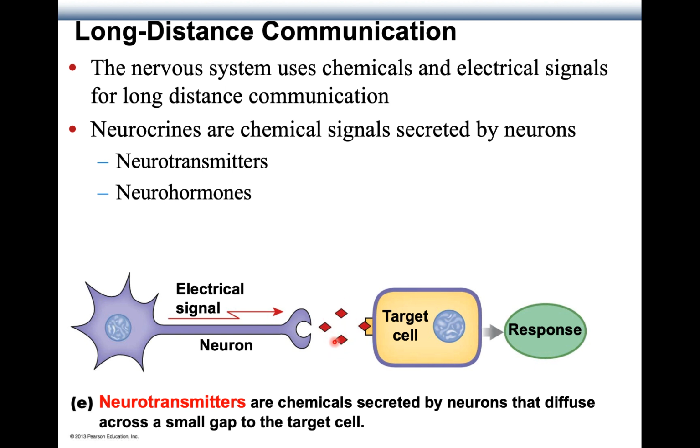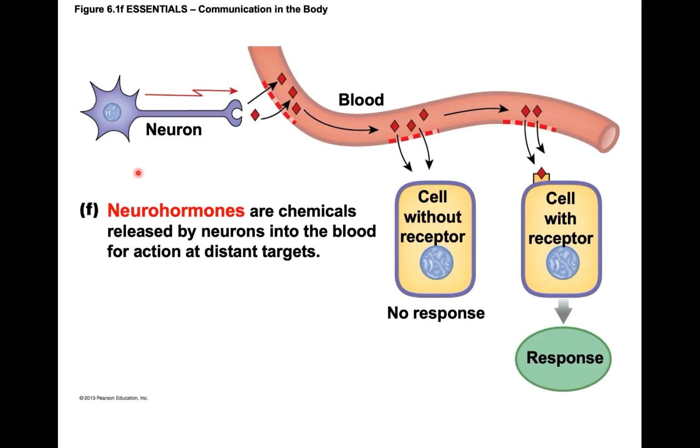However, there are types of signals called neurohormones. Again, neuro because they're released by neurons. And the word hormone indicates that it is a hormone chemical signal that again must travel through the blood and bind to a proper cell with a proper receptor in order to have a response.